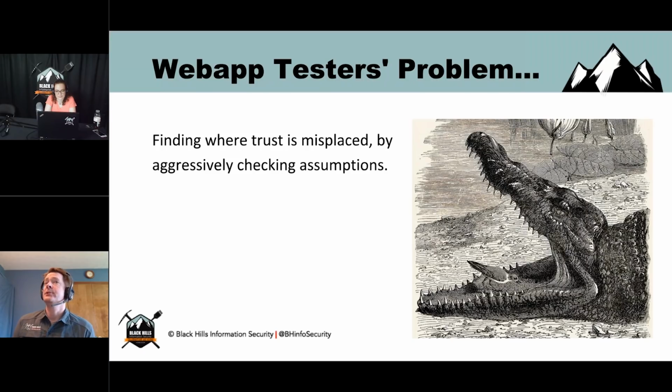And then the web app tester's problem is to try to find where that trust has been misplaced. And we do this by aggressively checking assumptions. I haven't come up with a good phrase that I like for this, but that's close enough. So there's this idea that there's these birds that clean out crocodile teeth, and the two of them trust each other. The bird trusts that the crocodile's not going to eat him. I'm not sure what the crocodile is trusting, and the bird's going to do something while he's there. But how did that relationship come about? That's true.